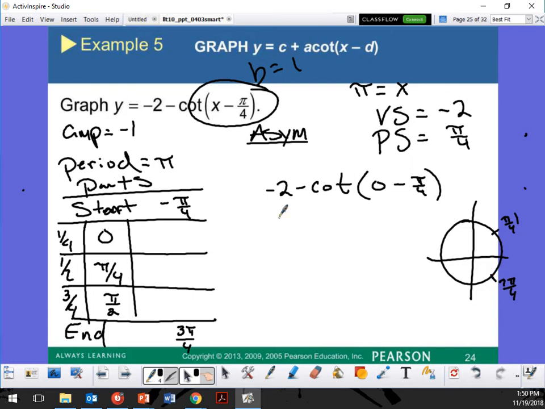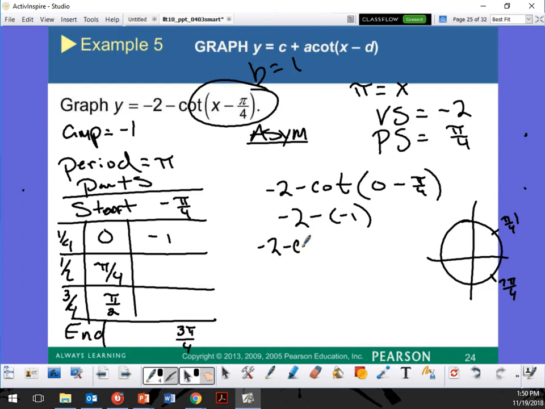But it says negative 2 minus negative 1. So my answer is negative 1. Minus a negative makes it a positive, right? Okay, keep going.